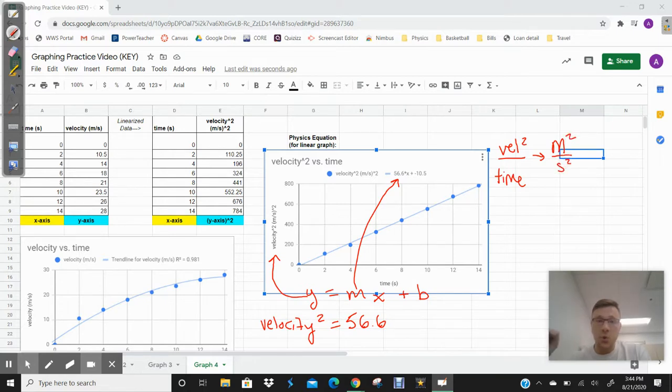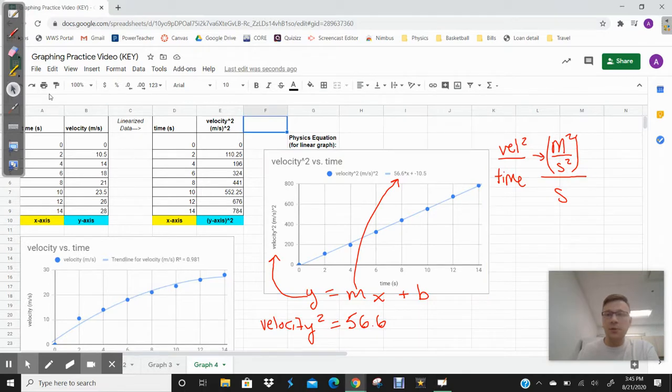Actually, both of these are squared. Okay. Because it's velocity squared. So that means that both the meters and the seconds get squared. And then that is all over, let's go ahead and put that in parentheses. That's all over time, which is in seconds. Ooh, that's busy. That's busy. Okay. So let me click somewhere else on the graph here too.